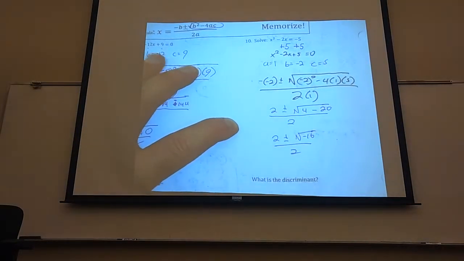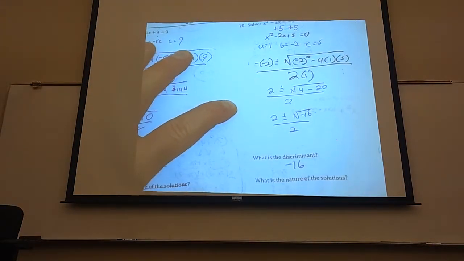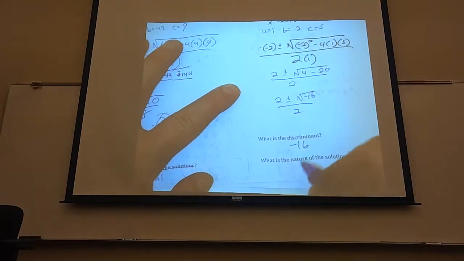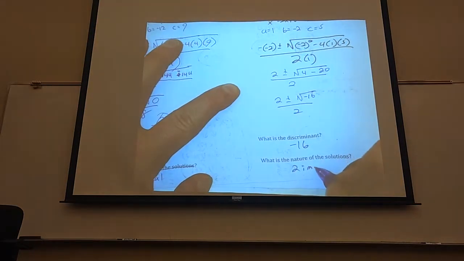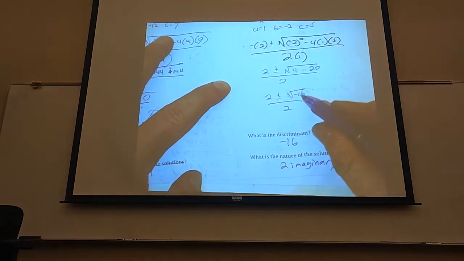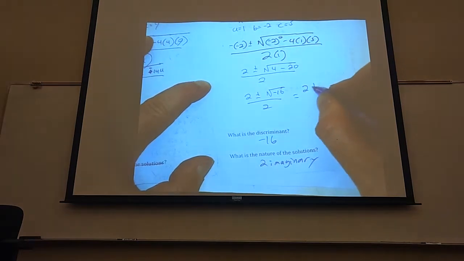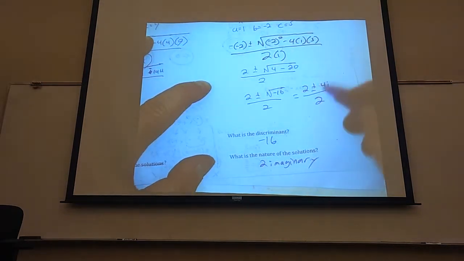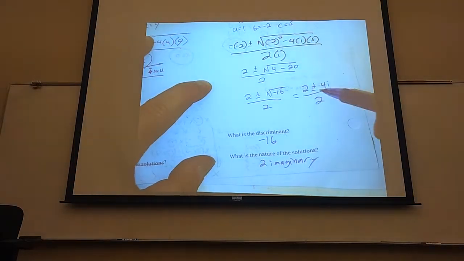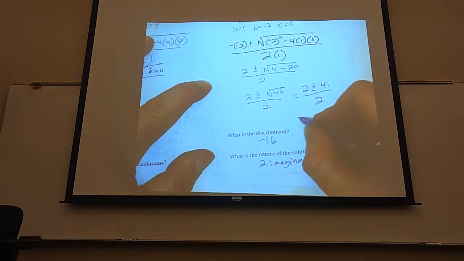All right, what is my discriminant? What is the nature of the solution? 2 imaginary. But at this point, we would know that with one more step, right? What's the square root of negative 16? 4i. So you see, we've got our 2 imaginary solutions. 2 plus 4i, 2 minus 4i, but you probably are going to ask me, do we have to simplify it? Yes.